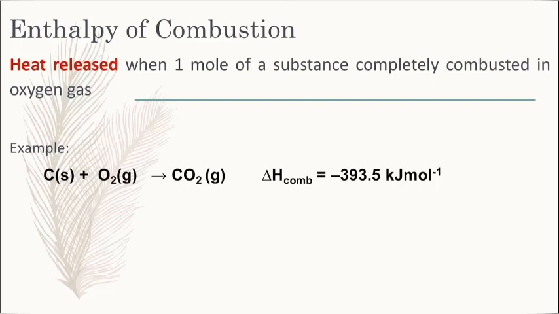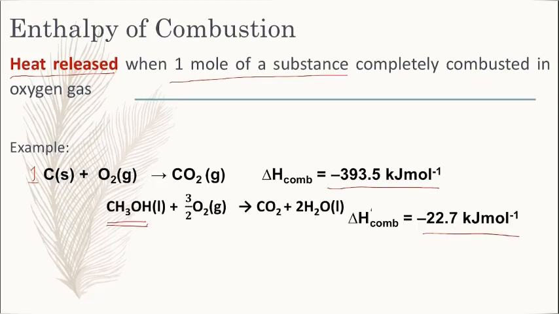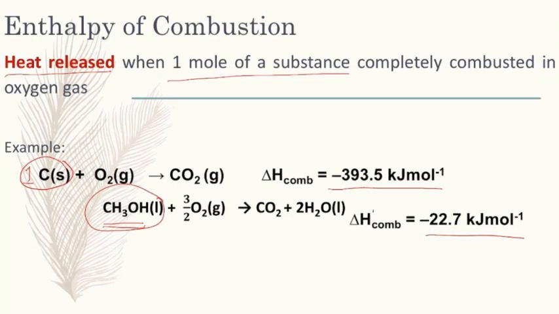Enthalpy of combustion is the heat released when 1 mole of a substance is completely combusted in oxygen gas. The words that you have to pay attention to here are heat released. That means all values for enthalpy of combustion are negative. And the other words that you have to pay attention to are 1 mole of substance. The enthalpy of combustion is only for 1 mole of compound. If there is more than 1 mole or less than 1 mole of compound, then you have to do something with the value of the enthalpy. If we look at the example here, the combustion of 1 mole of carbon produces 393.5 kilojoule per mole heat. Please bear in mind that these values are only for 1 mole of substance burned in oxygen.